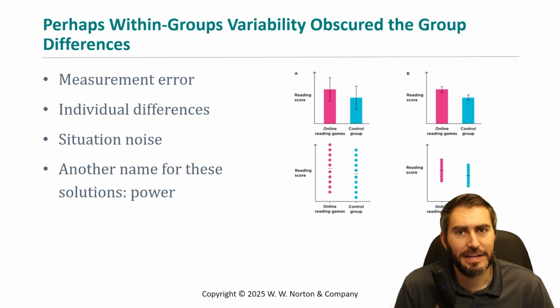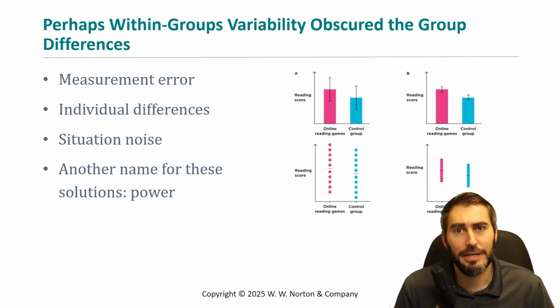Another cause of a null effect might be that there is too much within groups variability, also known as noise, error variance, or unsystematic variance. Having too much noise can get in the way of detecting between group differences. If you look at the two graphs, you'll notice that the within groups variability is larger in graph A than graph B. You can see this by examining the length of the error bars in the bar graphs or by examining the spread of the individual scores in the scatter plots. Notice how having more within groups variability obscures the group differences. Let's look at the different causes of too much variability within groups.